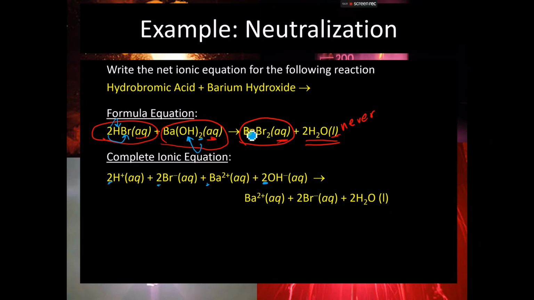On the other side, same thing with BaBr2. That 2 is only going to be given to the bromine, not to the barium. So notice, barium in the products is Ba2+, no coefficient, whereas the bromine is Br- aqueous with a 2 in front of it.